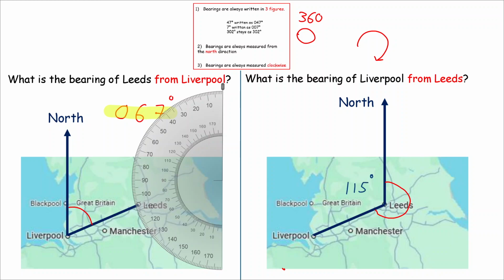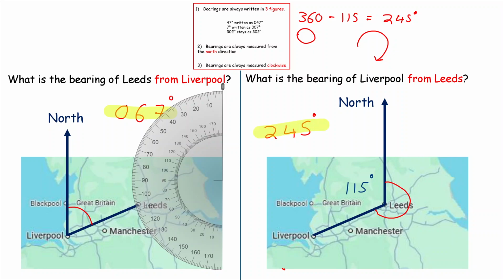115 degrees. But we want this angle here, and we know that this angle is going to be 360 take away the one I just measured, 115, which is equal to 245 degrees. So the answer here is 245 degrees. And it's already in 3 figures, so I just leave it like this. I don't need to add in any zeros, but that is my answer.